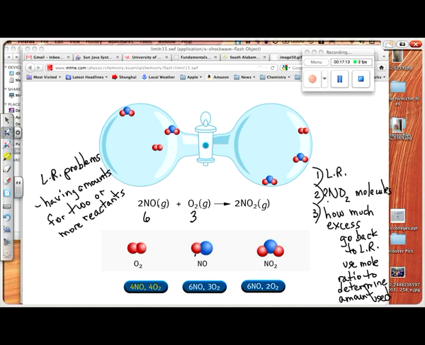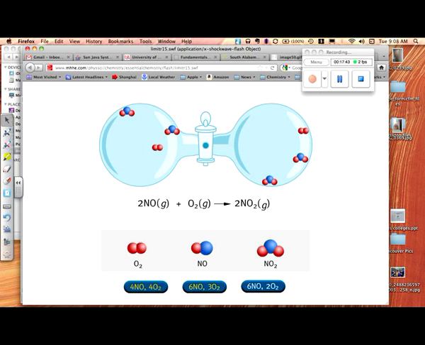You see, this is 2 to 1, so 6 is 2 times 3. So it doesn't matter which one I use, I'll always get the same amount of the product in this case. So 3 times 2 over 1, I will make 6 molecules of NO2, and I will have nothing left over of either one because I don't have a limiting reactant or an excess. So let's click on the button and see if we are indeed correct.